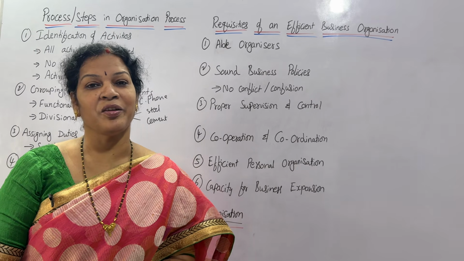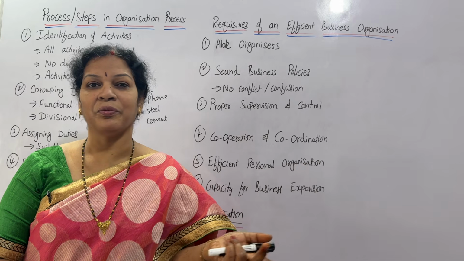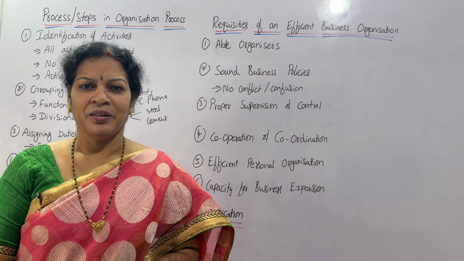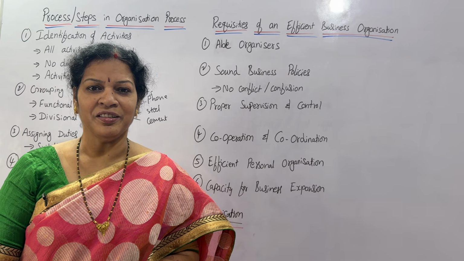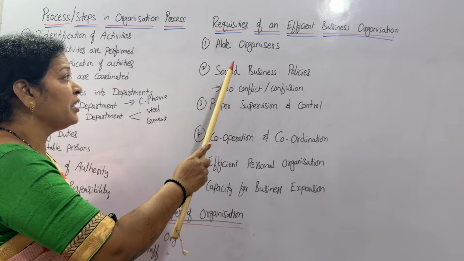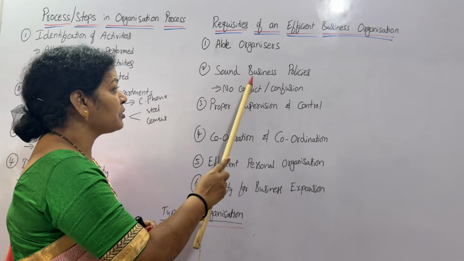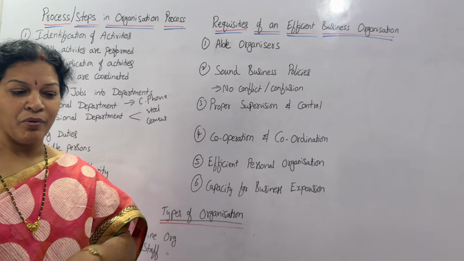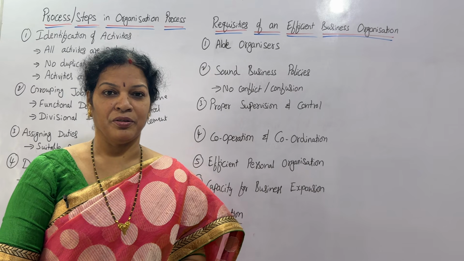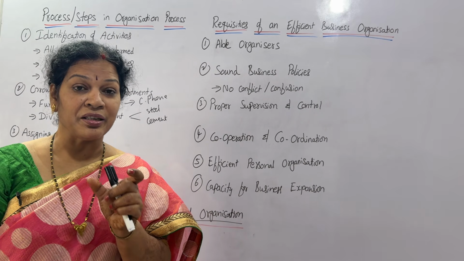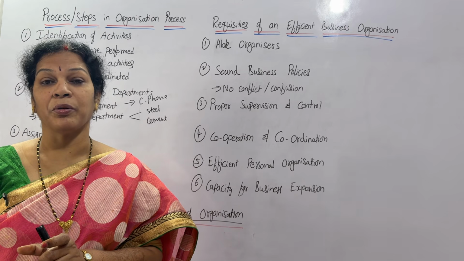If organizers are not good, then what happens? Whatever you plan, everything is not going to work out properly, isn't it? So always remember, able organizers are important. Then after that, what else is required? Sound business policies. Whatever policies you are preparing for the organization should be sound and efficient, and you should get good results. In that way you have to plan it.